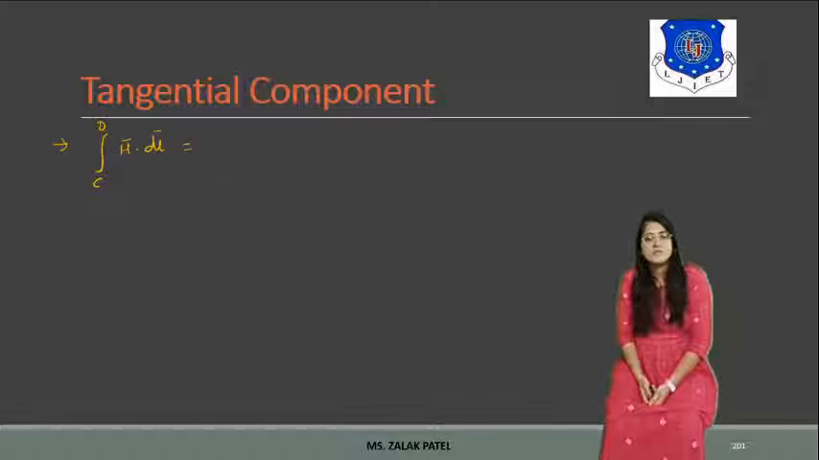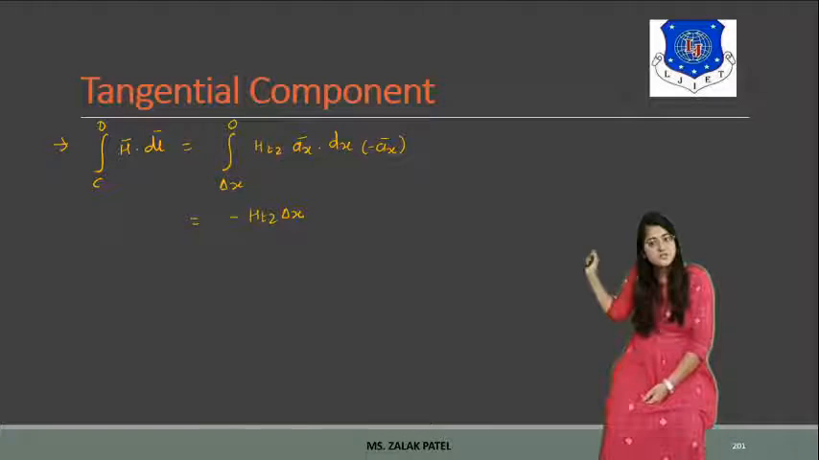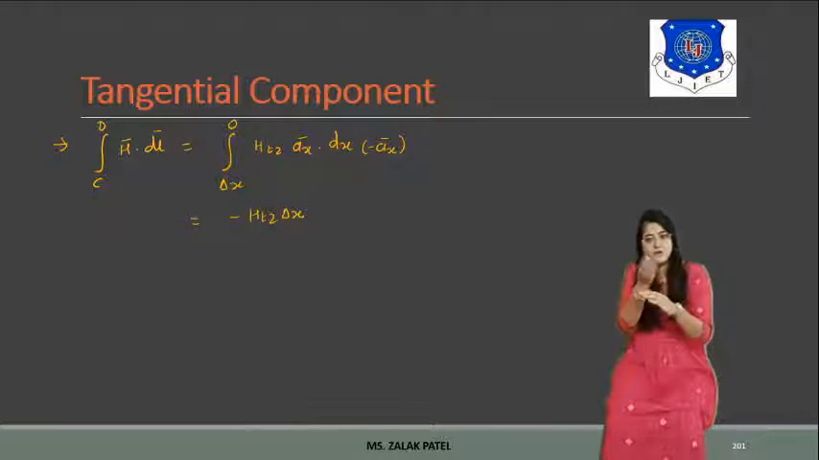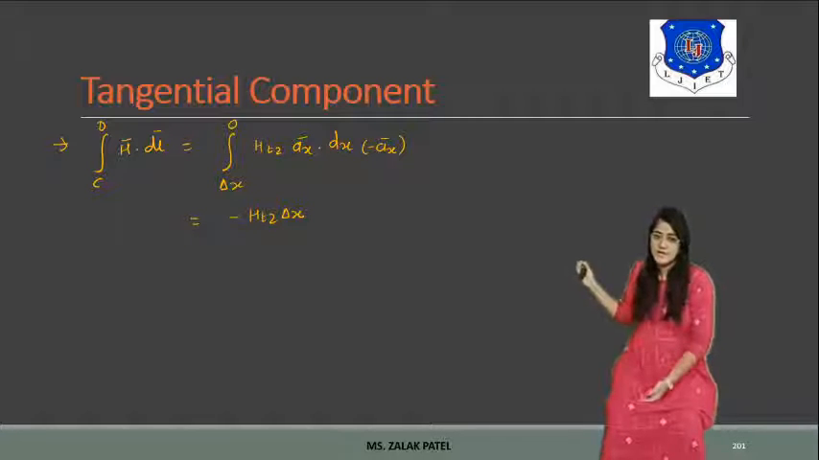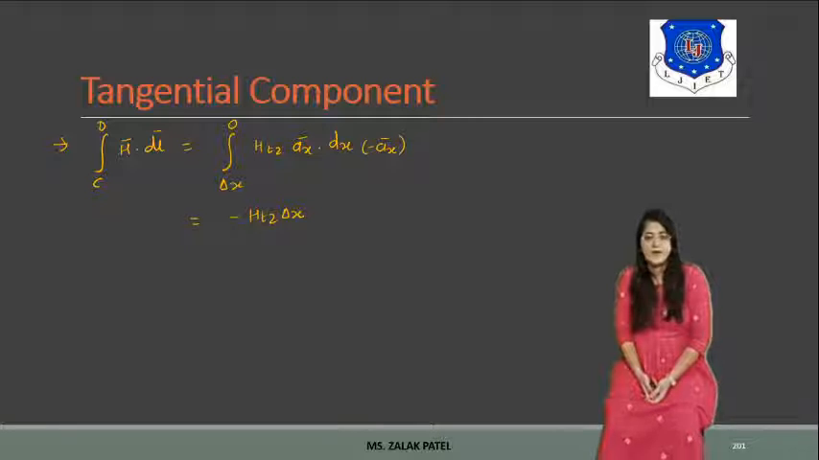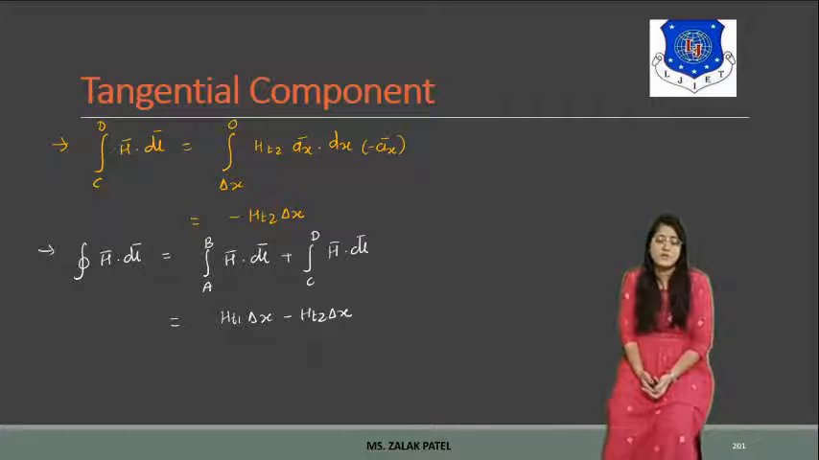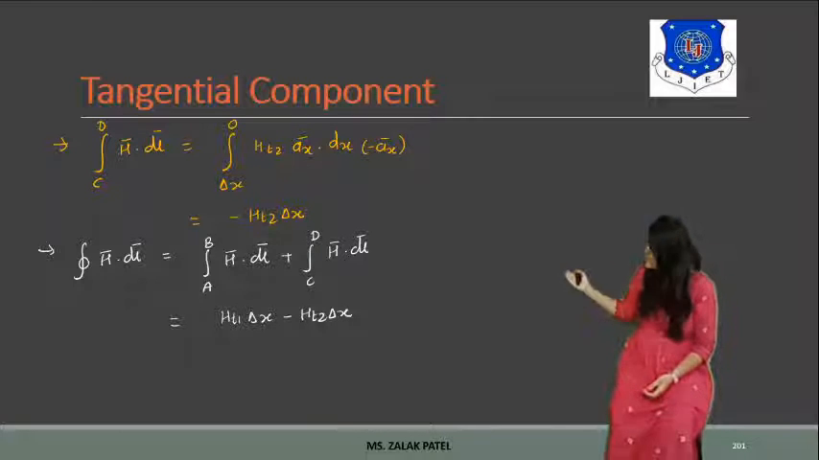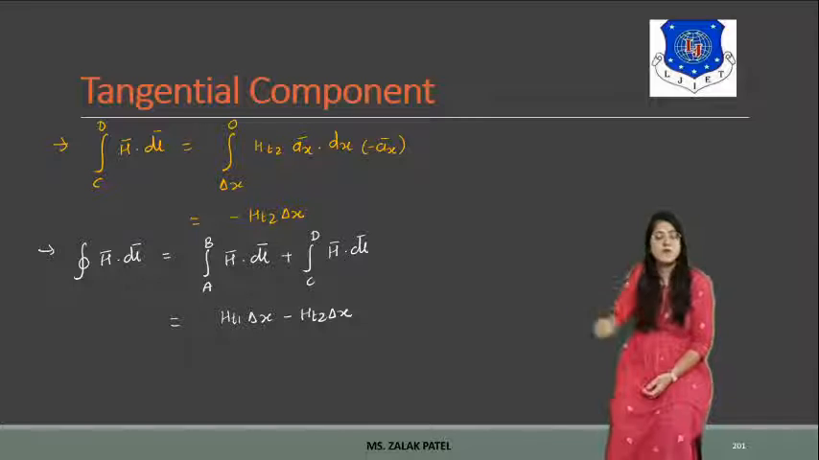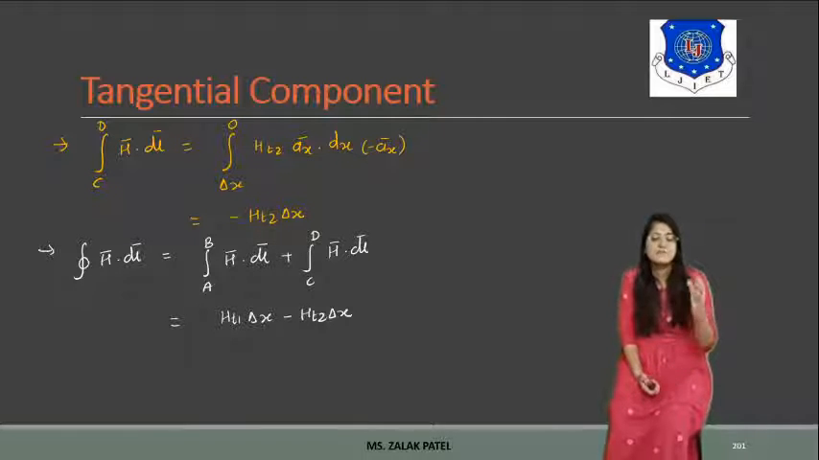For C to D, it will be from delta x to 0, because obviously the direction is opposite, so we have to do the integration from delta x to 0, and it will be like this: minus Ht2 into delta x. Now we have to add all four terms, but we have only two terms because the vertical ones will become 0. So the final equation is Ht1 delta x minus Ht2 delta x. Delta x will be common, so it will become (Ht1 minus Ht2) into delta x.